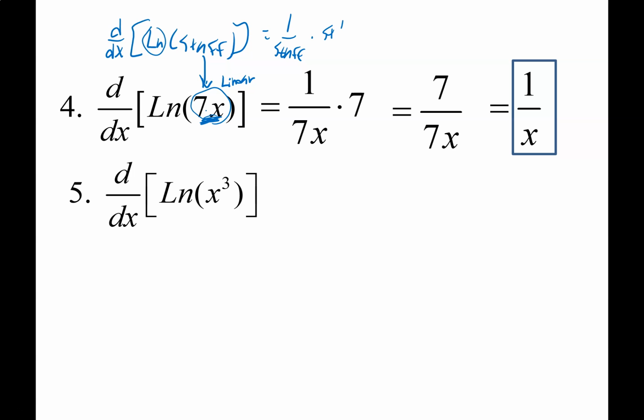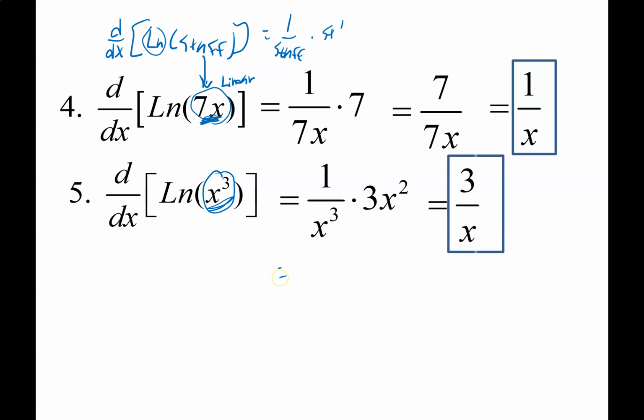So I derive natural log of x cubed. I take 1 over my stuff, 1 over x cubed, times the derivative of my stuff, which is 3x squared, which basically makes 3x squared. If I put that over 1, top times top, bottom times bottom.